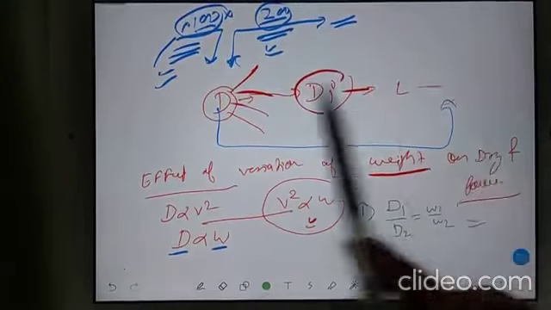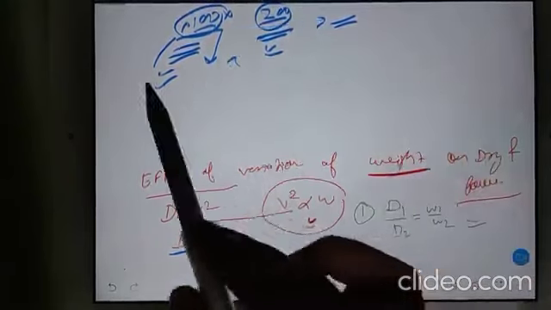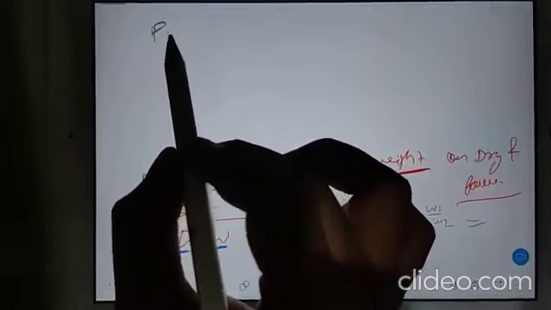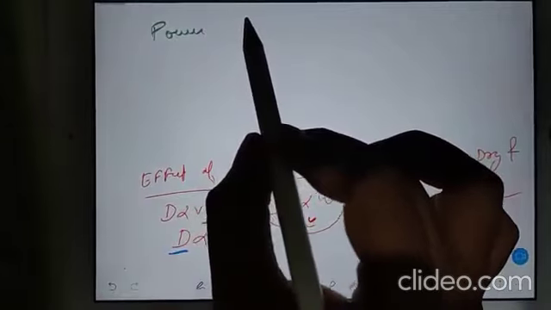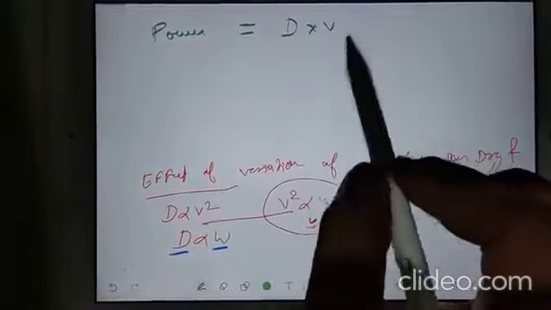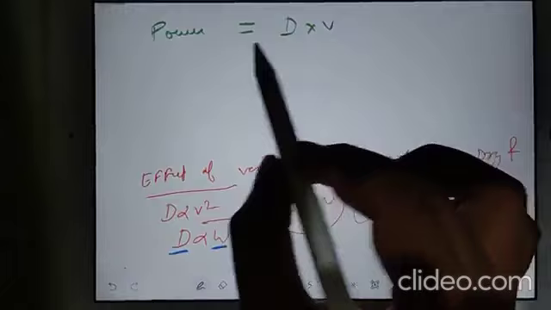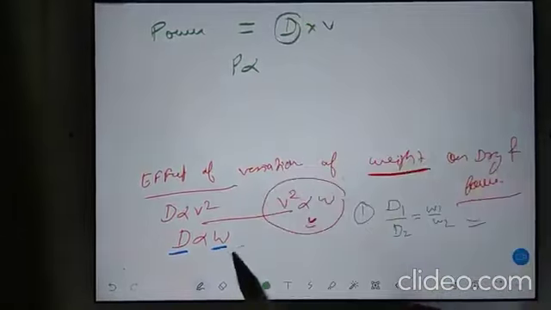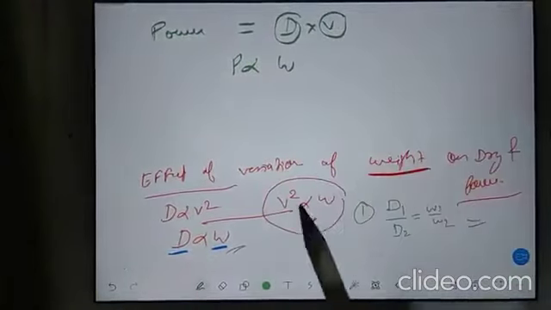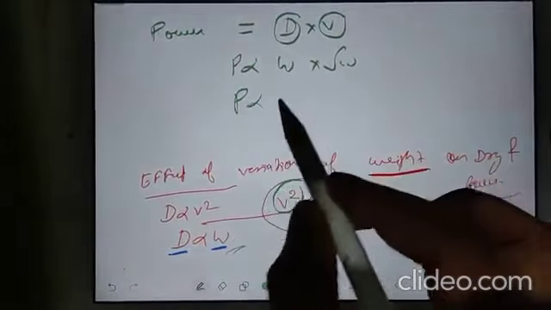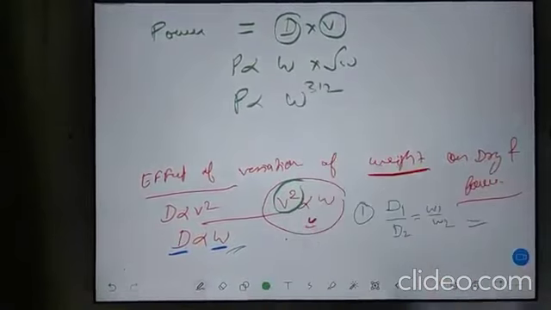I will erase the top part. There is again a direct relation with power, because power is directly equal to drag into velocity. Just now you saw drag is proportional to W, and velocity is proportional to square root of W. So you got the idea. Power is proportional to W power 3 by 2, where W is weight.